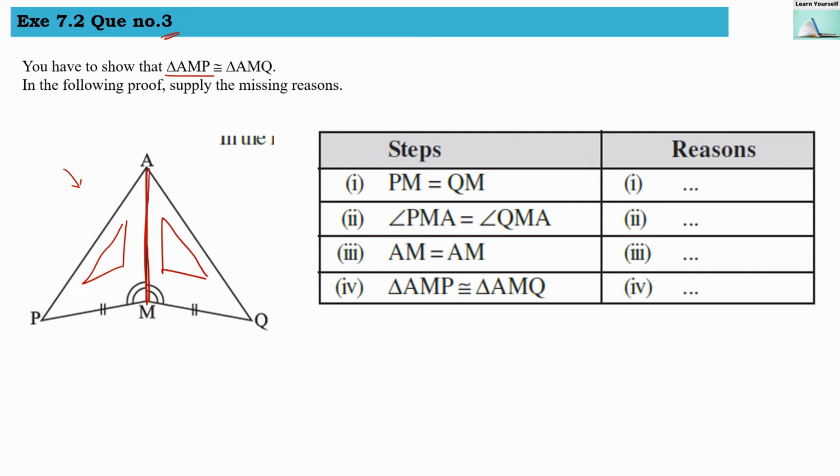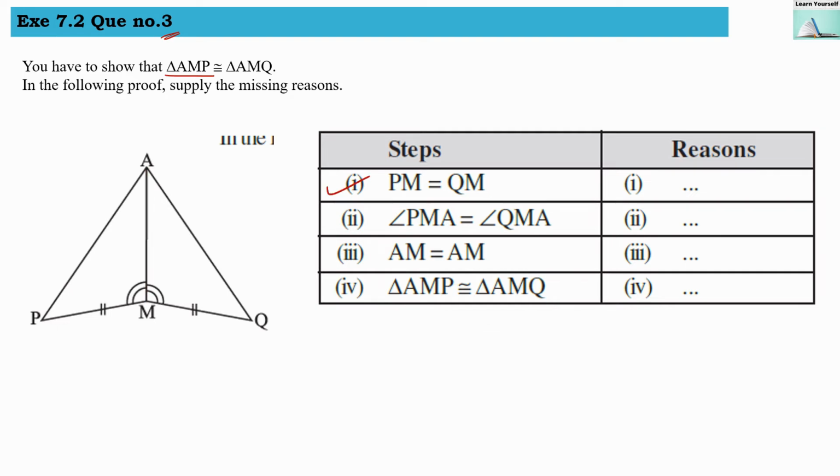So here we have to write the reason why these two sides are equal to each other, why these two angles are equal to each other, again these two sides, and why, because of all this, these two triangles are congruent to each other. So we have to give reasons for this. Let us start with the first thing. One by one we will take.